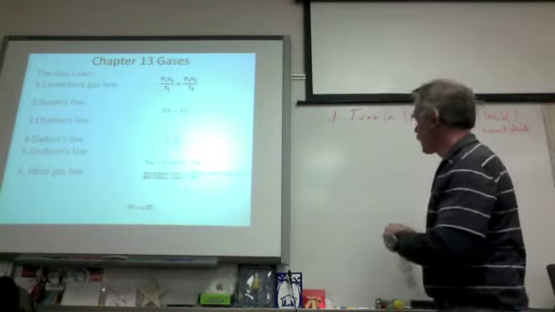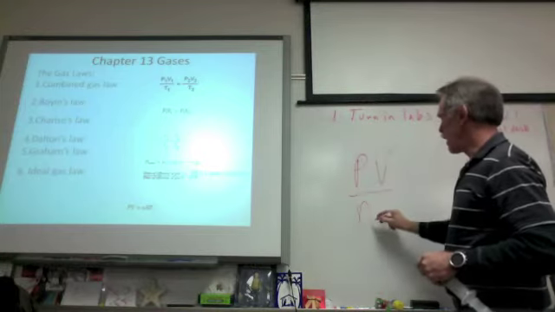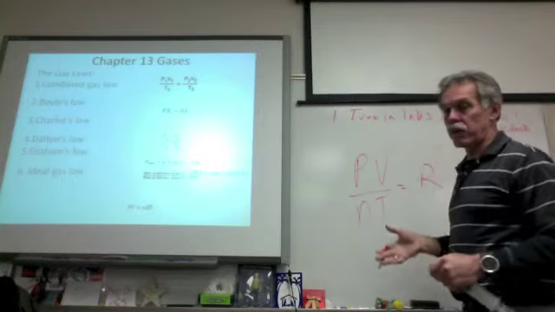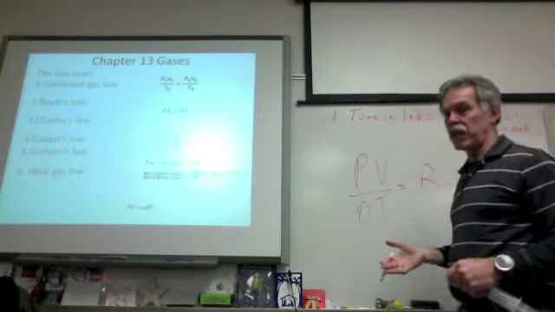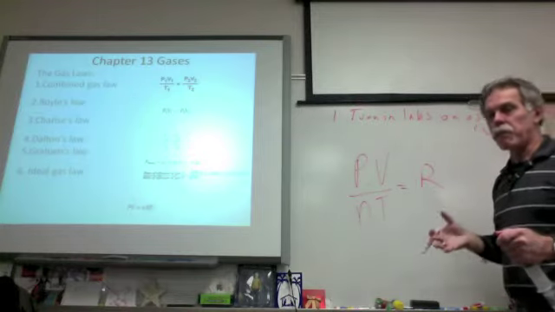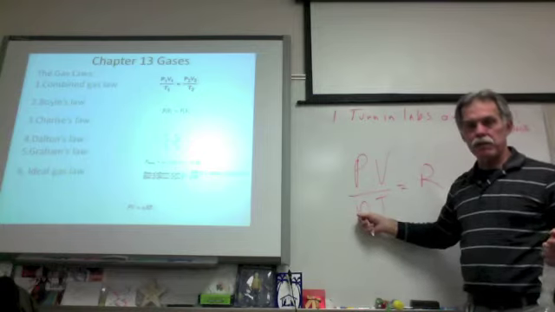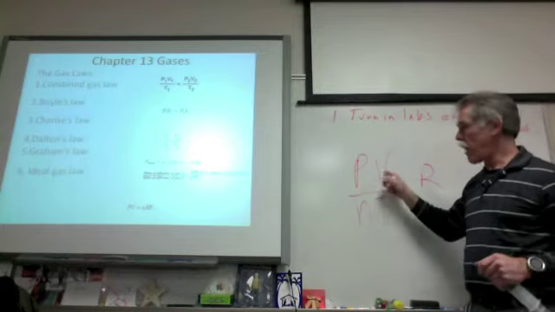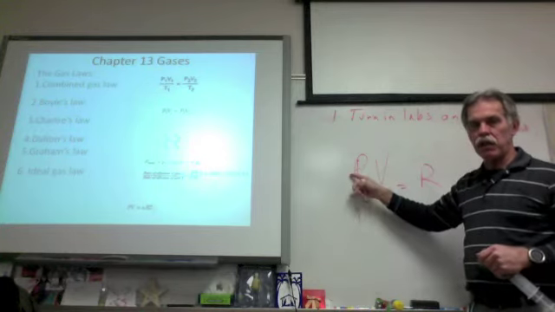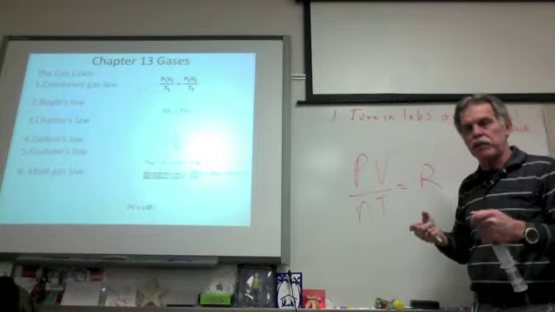You might ask, well, why is there a constant? Well, let's think about this. PV over nT equals R is a way we can write this. Let's think about this. When you change the amount of gas, what happens? Well, one of 2 things. Either the volume is going to get bigger, or if the volume can't get bigger, the pressure is going to get bigger. If you put more gas into something, there are going to be more collisions, more pressure.